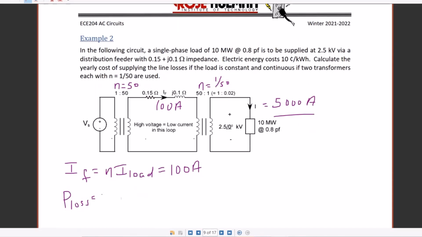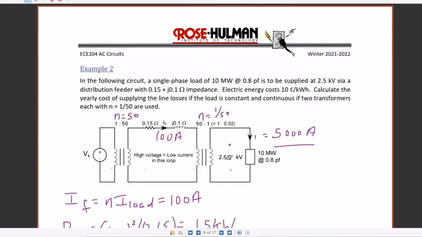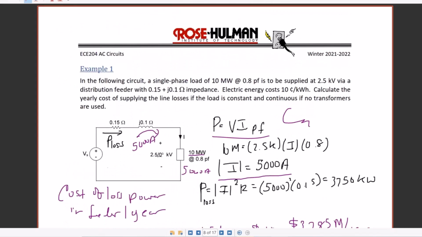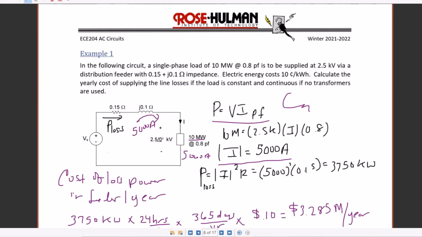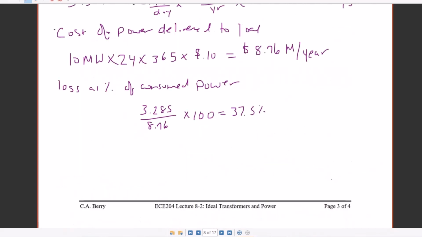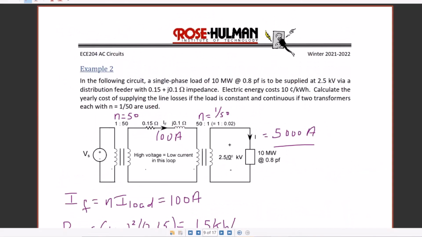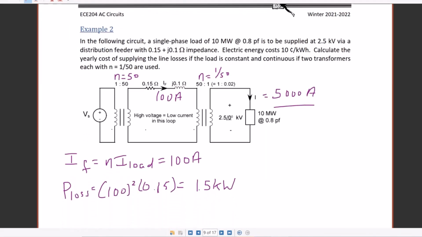The power loss is 100 squared times 0.15. 100 squared times 0.15 is 1.5 kilowatts. So that's now 1.5 kilowatts compared to the loss before, which was 3,750 kilowatts, right? So it's reduced by more than half. So I went from 3,750 kilowatts lost in the line to 1.5 kilowatts lost in the line.